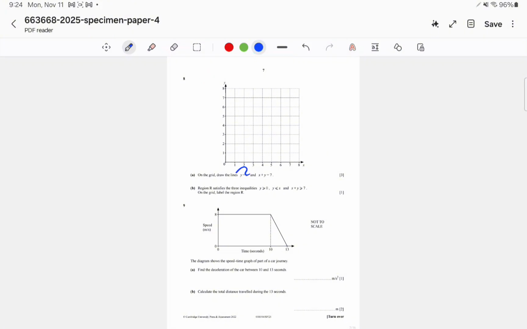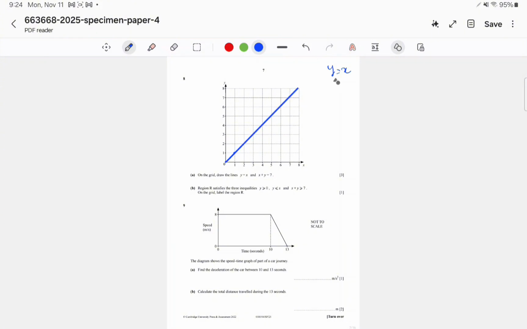8th question, on the grid draw the lines y is equal to x and x plus y equal to 7. So y is equal to x. If y is 0, x is also 0. If y is 1, x is 1, same line it will proceed. From here it will pass through all the midpoints and reach the top.